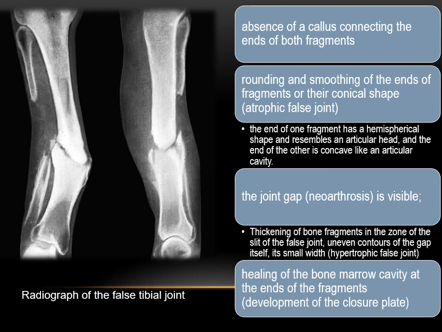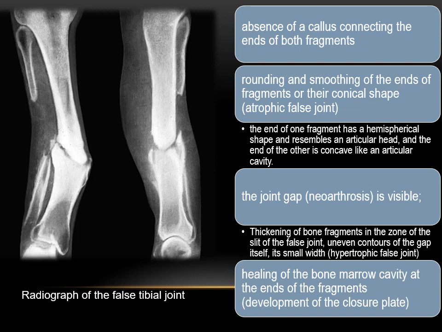If there is a thickening at the ends of the bones in the zone, something like an epiphysis begins to form, then we can talk about a hypertrophic false joint. Often the end of one fragment begins to have a hemispherical shape and resemble a head, that is, it is convex. But the other end begins to have a concave shape, something like a joint begins to form a joint gap. This is the so-called neoarthrosis: the zone of non-union begins to take the shape of a joint.